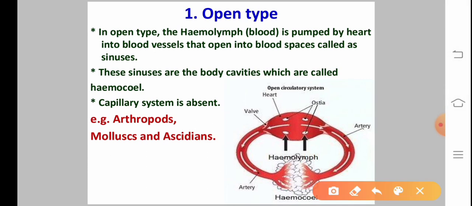In this case, the heart pumps the blood or hemolymph through the artery into the body cavity known as hemocoel. The hemocoel receives the hemolymph. After utilizing the hemolymph, it is absorbed by the heart through small openings known as ostia. This type of circulatory system is present in arthropods, mollusks, and ascidians.